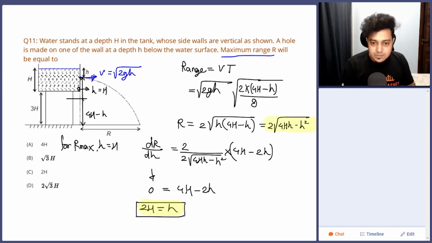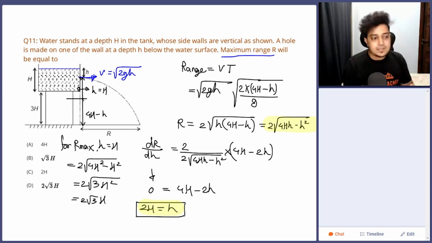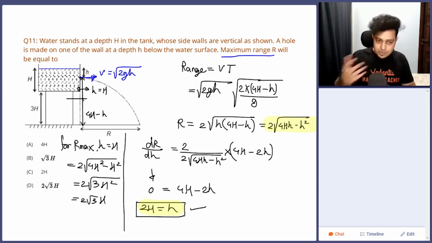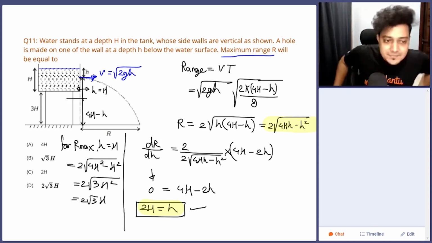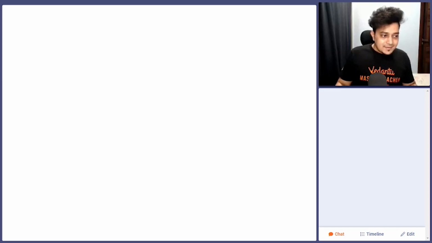This is the range formula. We'll just put the value of h here now. Small h. So 2 under root of 4 into capital H minus small h. Sorry, small h is capital H. So small h is capital H. So capital H square minus capital H square... So this gives us 3H square. So 2 root 3 into capital H. That is your final answer. So interesting question. One answer mathematically is not possible. Then you have to understand the nature of the function and do the best in the available scenario. Okay. Let's go. Next question.